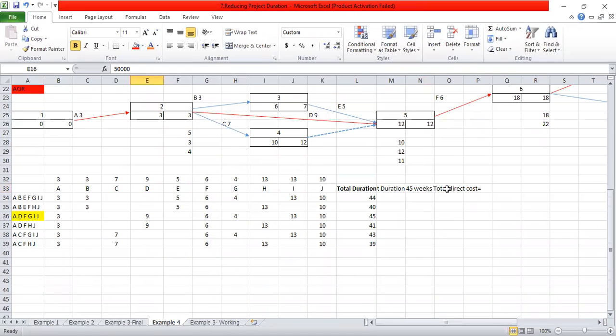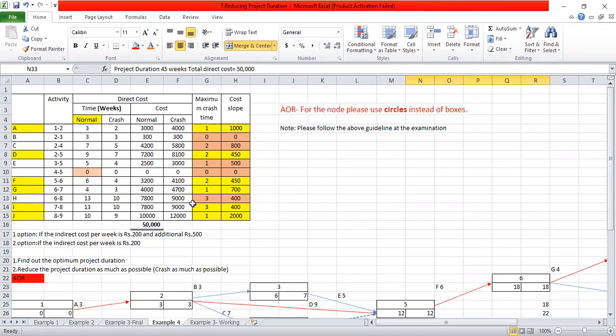So the normal project duration is 45 weeks and the total direct cost is 50,000.